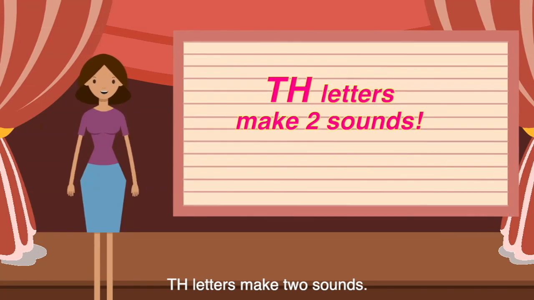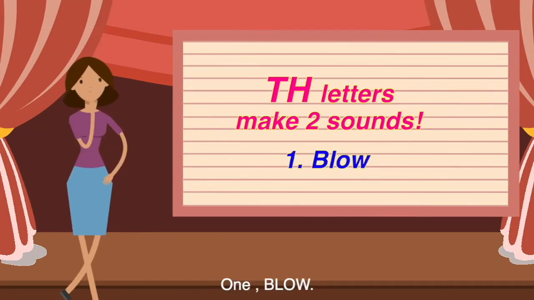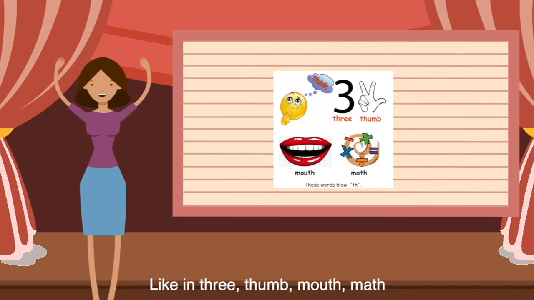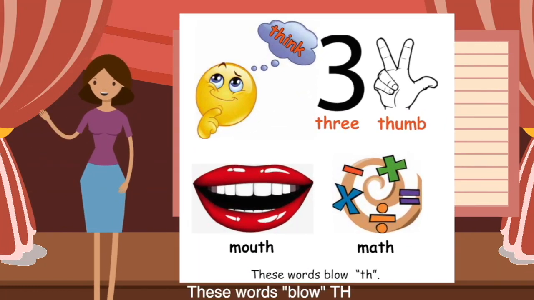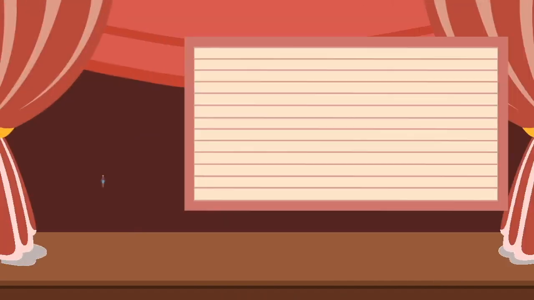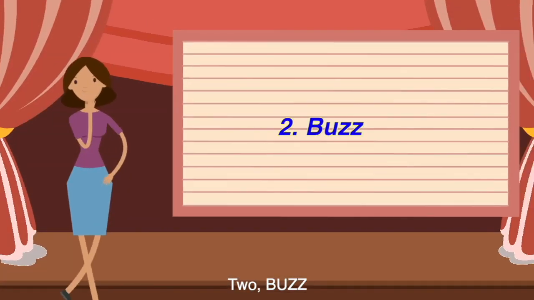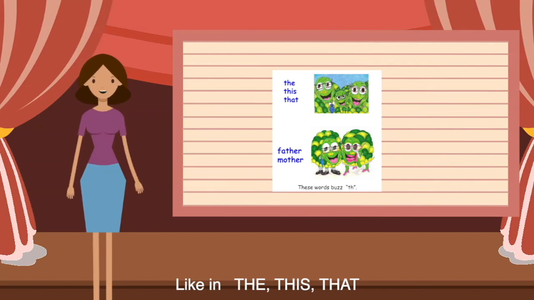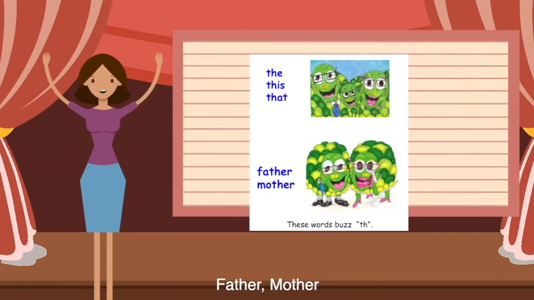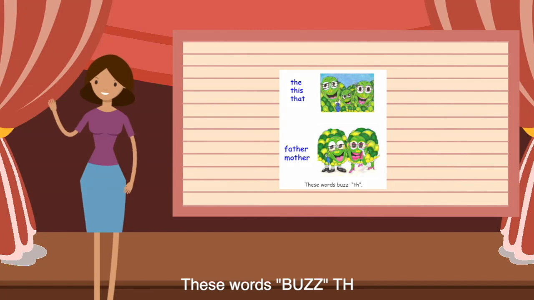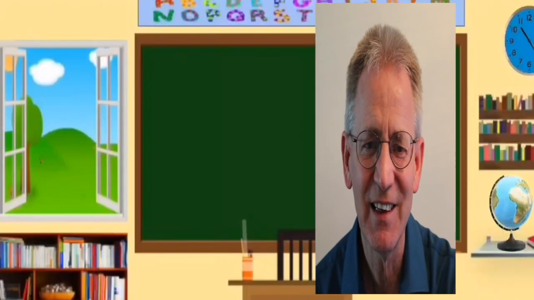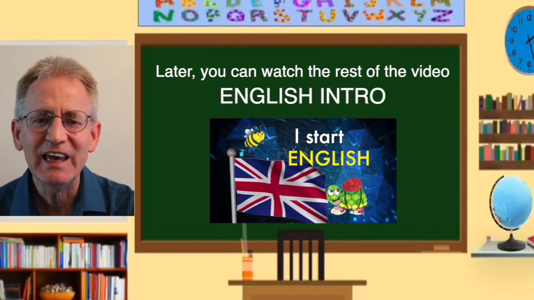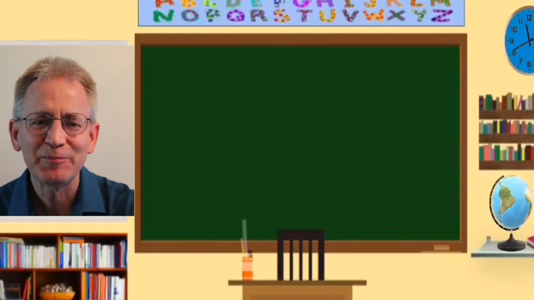TH letters make 2 sounds. 1. Blow, like in three, thumb, mouth, math. These words blow TH. 2. Buzz, like in the, this, that, father, mother. These words buzz TH. Later you can watch the rest of the video, English Intro.